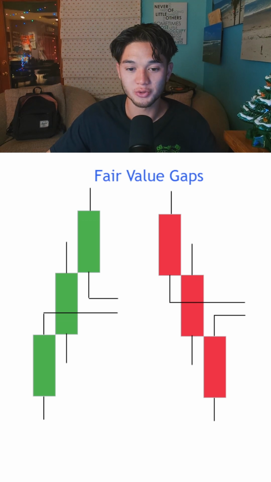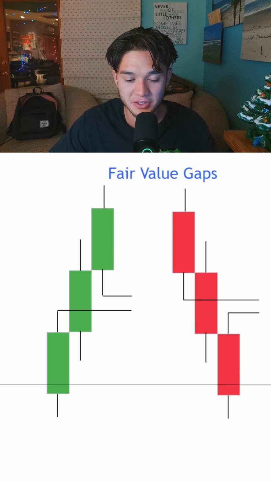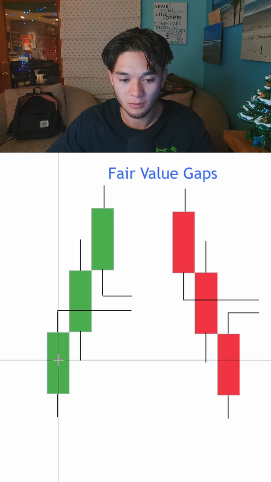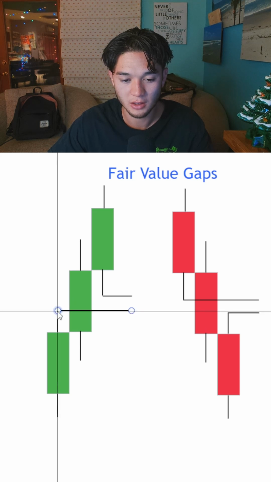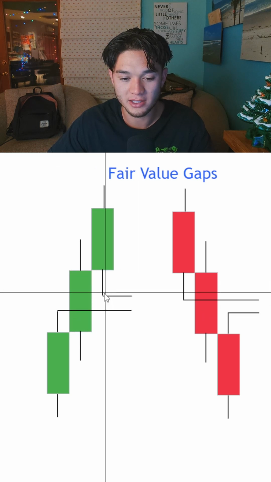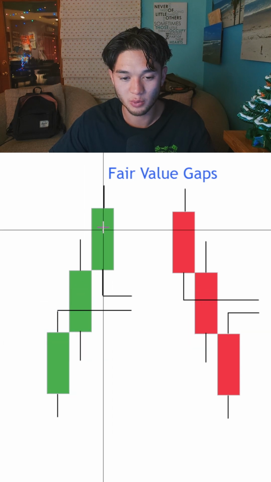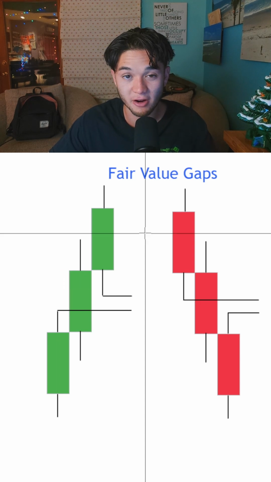In this episode, we're going to discuss fair value gaps. A fair value gap, or an FVG, is a 3-candlestick pattern. We have 3 candles. We have the first candle. We want to look at the wick. The top of this wick is not as low as the bottom of the third wick. As you can see, we have a little gap in between the wicks, and the body has a little gap in between here. This is a fair value gap.